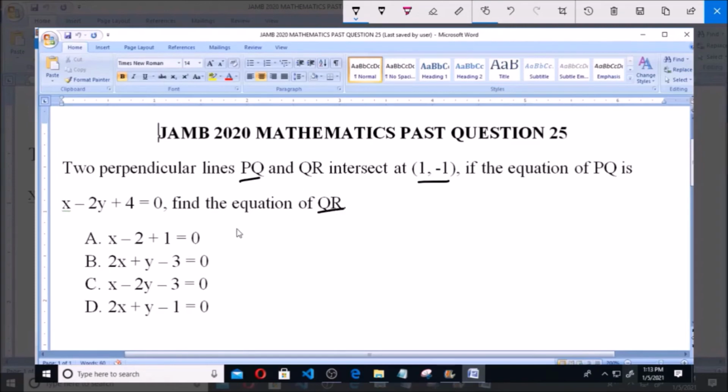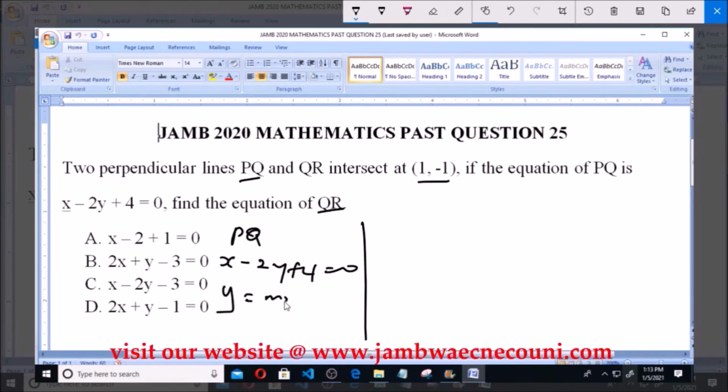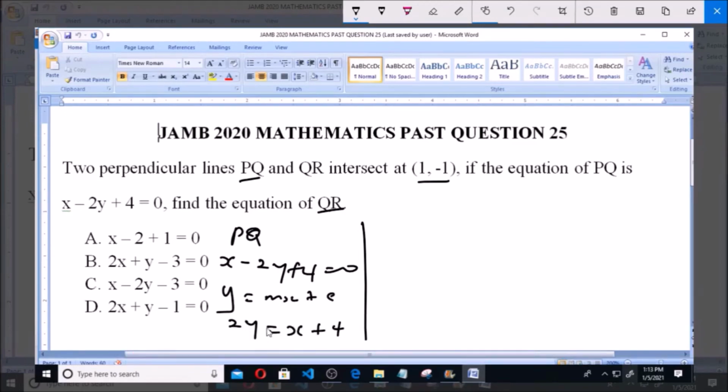Now, for line PQ, we're given that the equation of this line is x minus 2y plus 4 is equal to 0. Now, in the form of y is equal to mx plus c, we can have this as saying 2y is equal to x plus 4. Dividing both sides by 2, we have y is equal to x all over 2 plus 2. Now, this is the equation of the first line, which is PQ. From this first line, we can deduce that our gradient, which is m, is equal to 1 over 2.